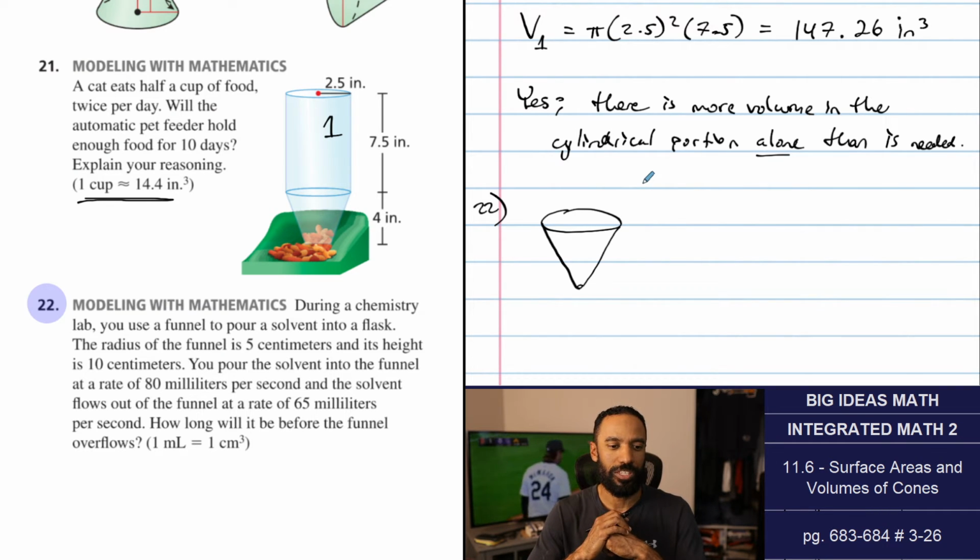You pour the solvent into the funnel at a rate of 80 milliliters per second, and the solvent flows out of the funnel at a rate of 65 milliliters per second. How long will it be before the funnel overflows?